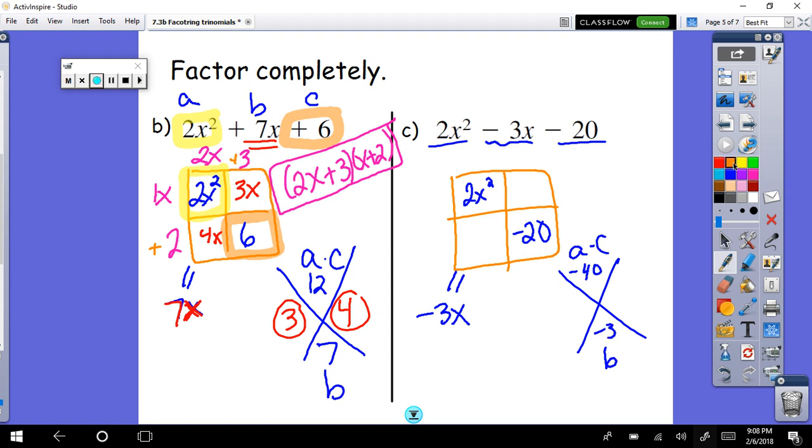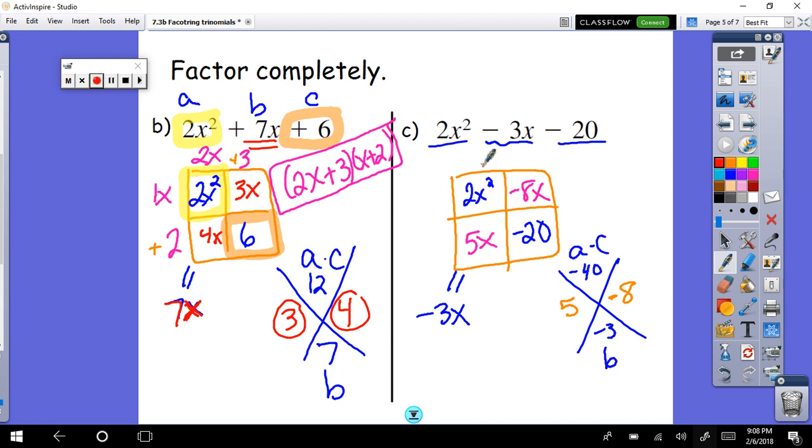40 has a lot of factors, so you might need to list them. 1 and 40, 2 and 20, 4 and 10, 5 and 8. And then once you see one that works, 5 and 8 has a difference of 3. And if I want negative 3, 8 has to be negative. And then those are the numbers you're going to use to fill in the diagonals. It doesn't matter where you put it, as long as you fill out the outside of the box at the very end.